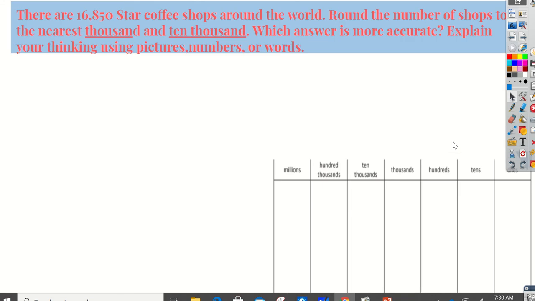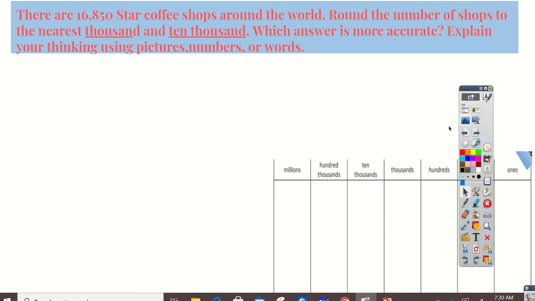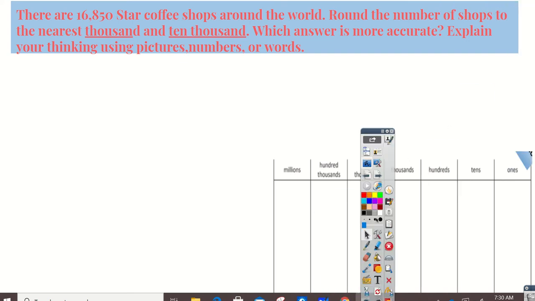All right, now we have a word problem. And in this unit, we talked about word problems in real life. We want to know, do we have enough if we round a number? Which number could we round to be prepared for any scenario? Let's go ahead and read this problem that says that there are 16,850 star coffee shops around the world. Round the number of shops to the nearest 1,000 and 10,000. Which answer is more accurate? Explain your thinking.